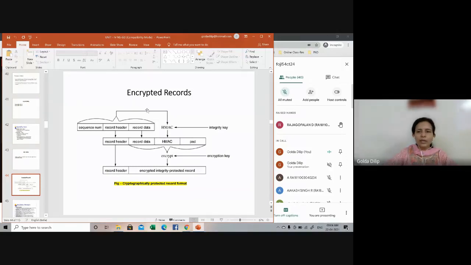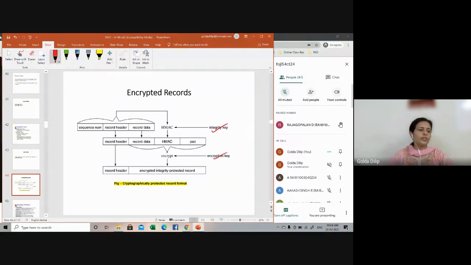Then there are two things here. You can see integrity and encryption, two things mentioned: integrity protection and encryption. The integrity is provided by the HMAC, hashed message authentication code technique, which could be based on the SHA algorithm or MD5. The second one is encryption, and many encryption algorithms could be used.